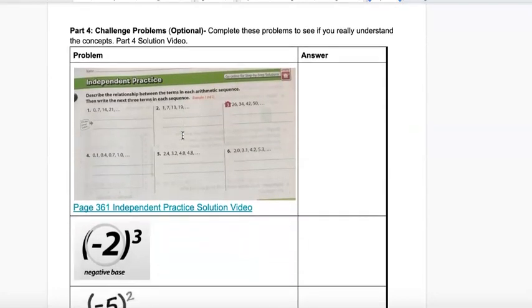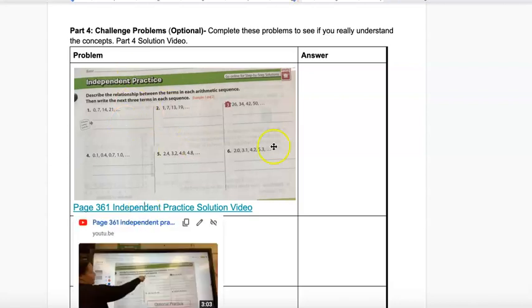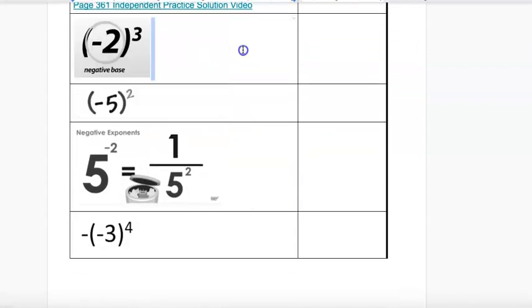So in this last section, there are some challenge problems. You can use this video to help you with the sequence ones, but I really just want to focus on these exponent ones because they deal with negative numbers. So if there is parentheses around the number inside the exponent or next to the exponent, that means you're taking this whole -2, right? And you're multiplying it by itself 3 times. So this is -2 times -2 times -2.